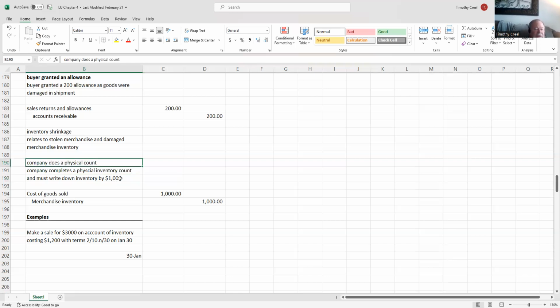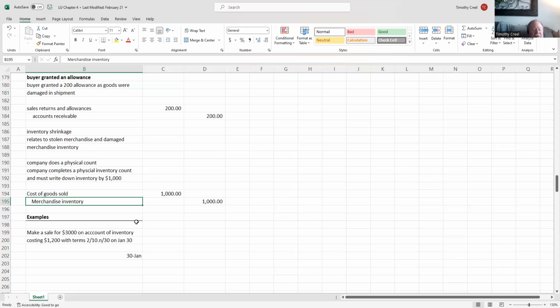So let's say a company does a physical inventory and must write down their inventory by $1,000. Their actual total was $1,000 less than what was showing in the system. Again, this is typically due to stolen or damaged merchandise. So the company would make an entry where they debit cost of goods sold and credit merchandise inventory, because if they've shown this much on their books but they've only got this much, they need to write it down to where the system equals what they've actually got.